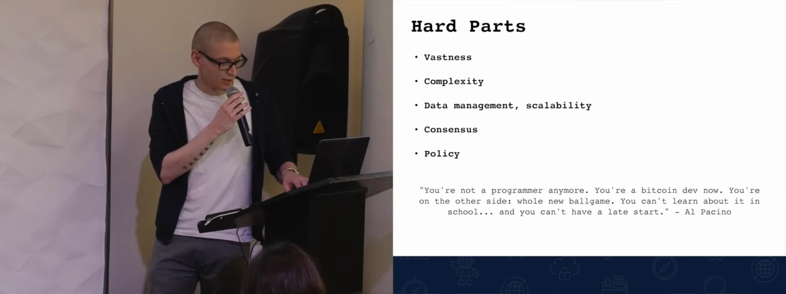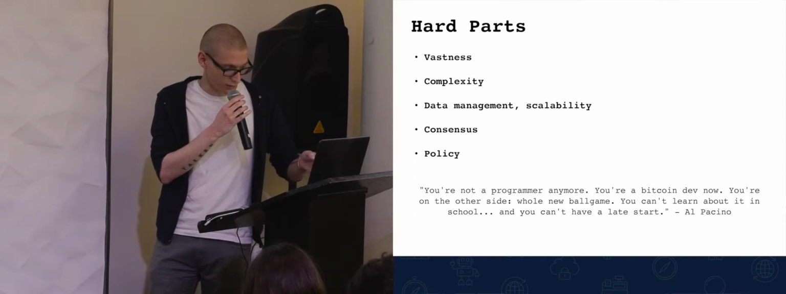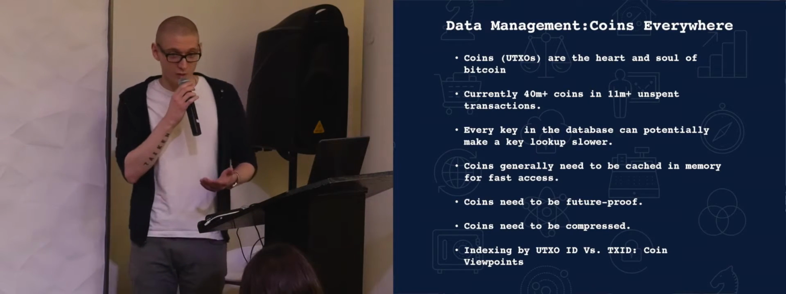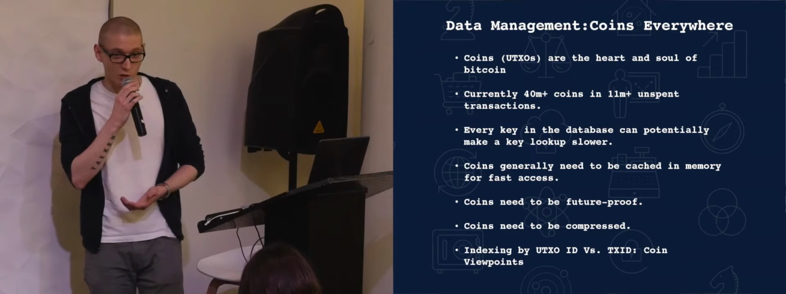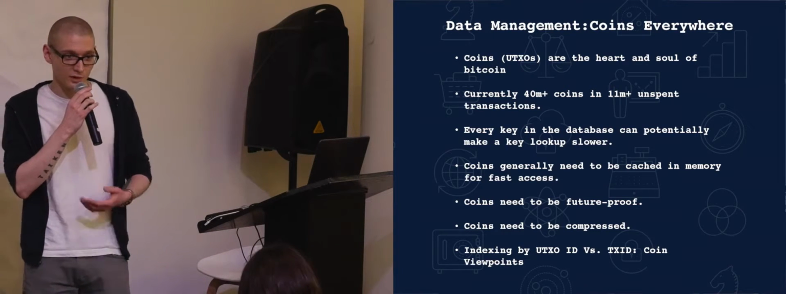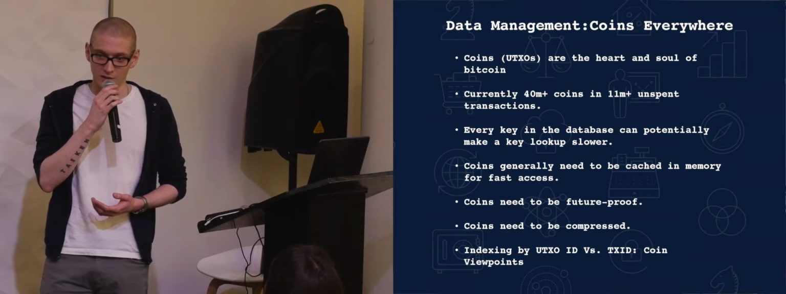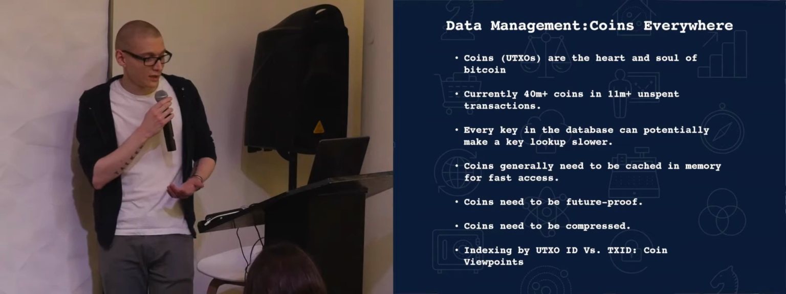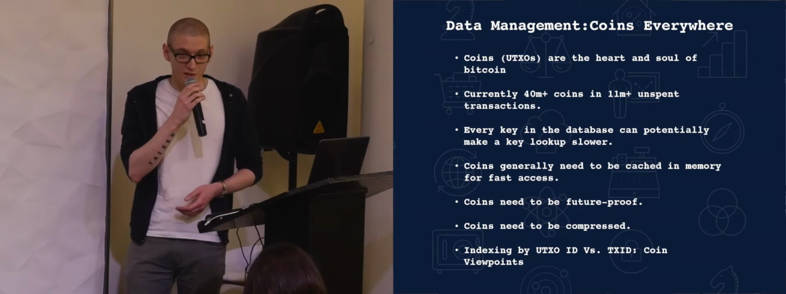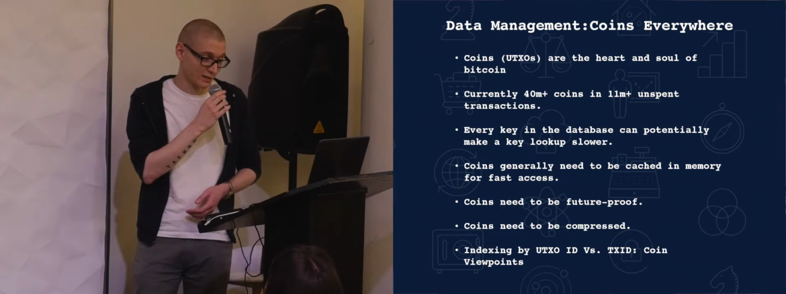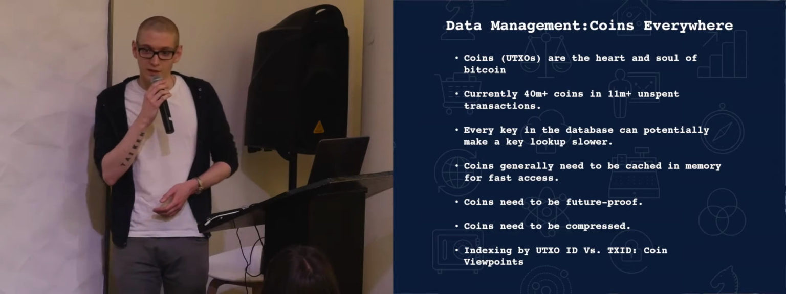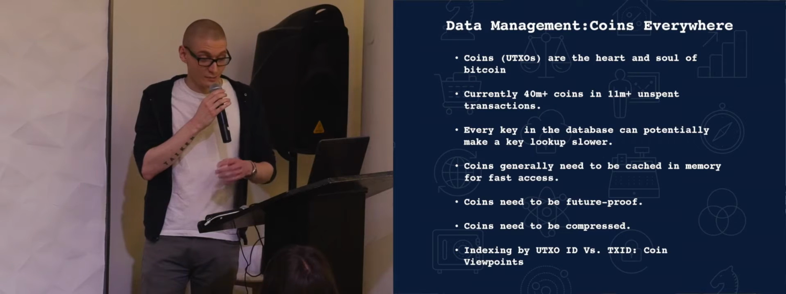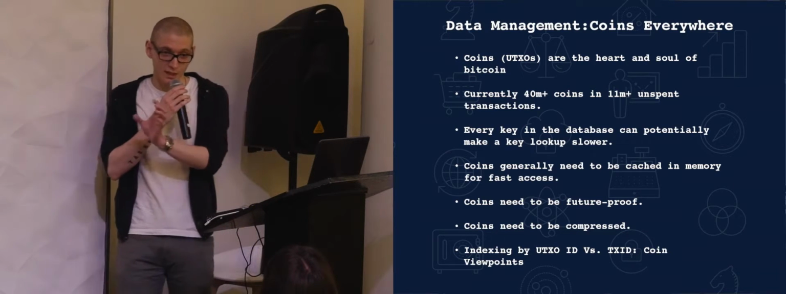So let's examine. I sort of explained vastness and complexity, but let's start with data management and scalability and what that requires. So data management in Bitcoin, there's coins everywhere. And when I say coin, I mean UTXO. I call UTXOs coins because I think UTXO is a really ugly acronym and coin just makes more sense. So coins are the heart and soul of Bitcoin. There's currently 40 million coins and 11 million unspent transactions. So this is sort of a problem. We need to store all these coins, and we need to index them in some way. But every key in a database can potentially make another key look up slower.